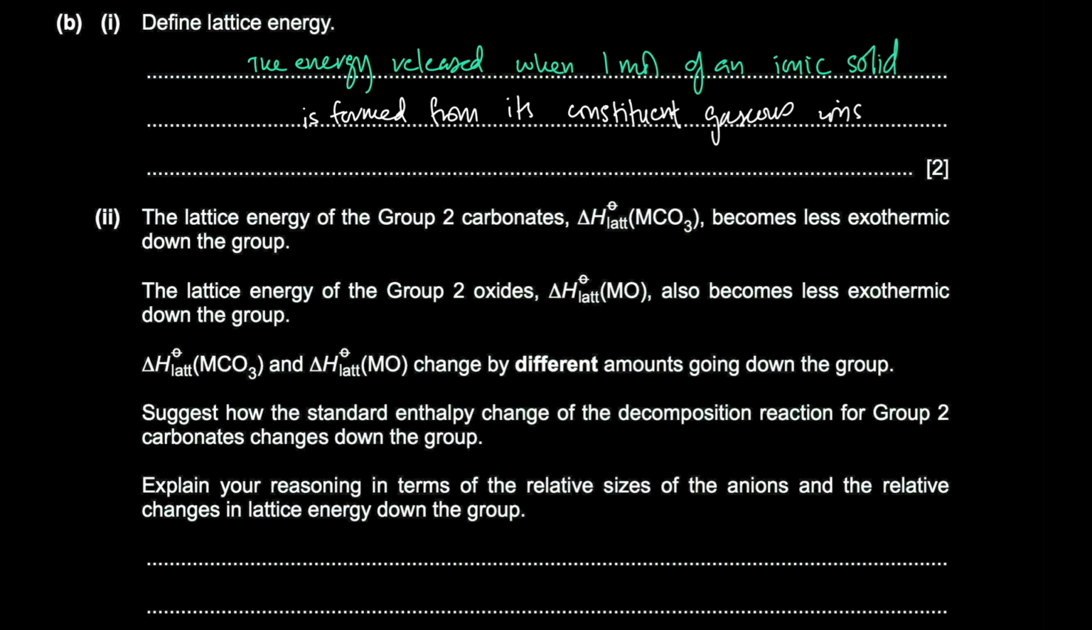Okay, the ionic solid being formed is going to be formed under standard conditions. So the ionic solid has to be in a standard state. In that case that would be a solid, right, at 298 Kelvin and 1 atmospheric pressure.